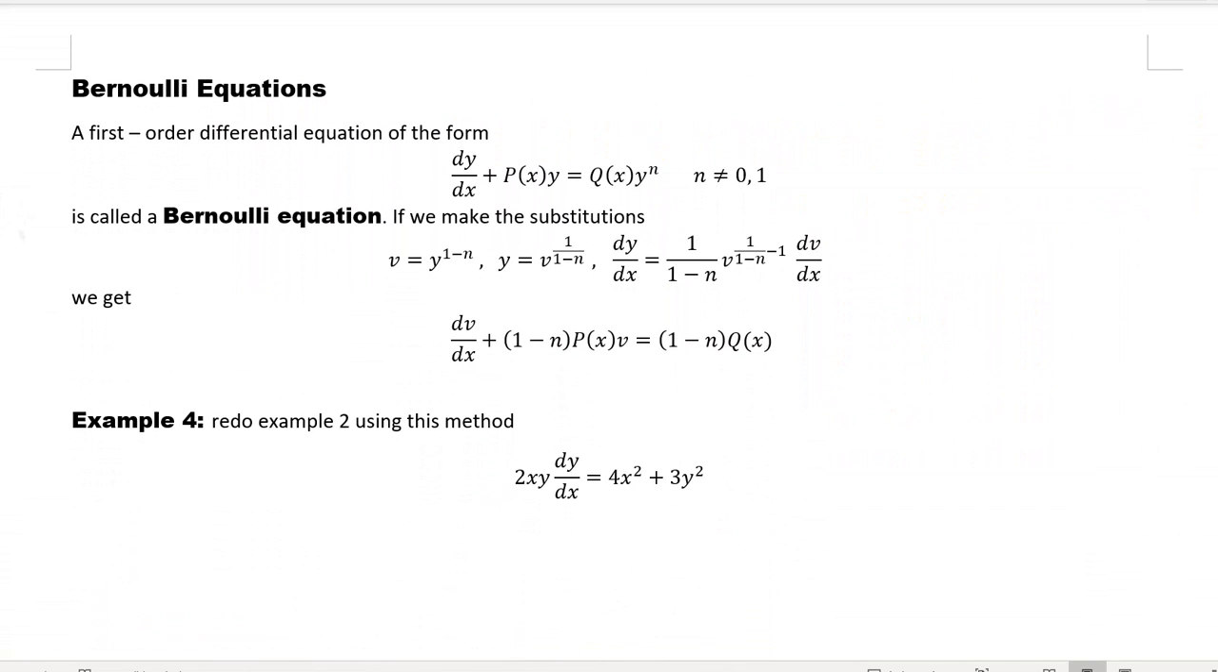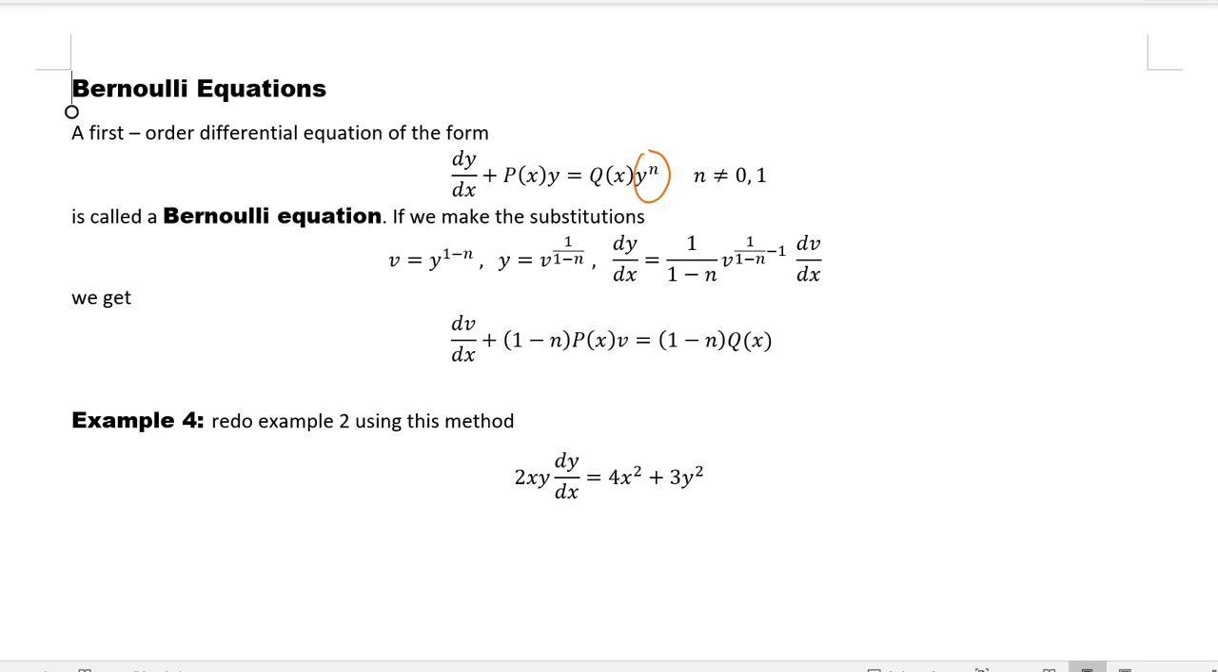So the next type of differential equations is the Bernoulli equations. A first order differential equation of the form dy/dx plus p of x times y equals q of x times y to the n. Do you see this is the extra term, y to the n? Okay, so in our regular linear first order ODE, we don't have y to the n. So in the Bernoulli equations, we have this extra factor on the right-hand side, y to the n. And we need to make sure n is not 0 and n is not 1.